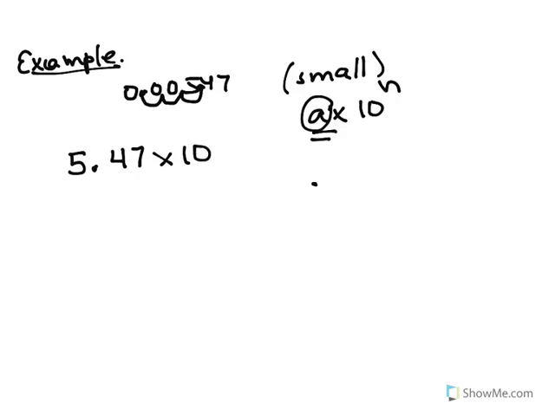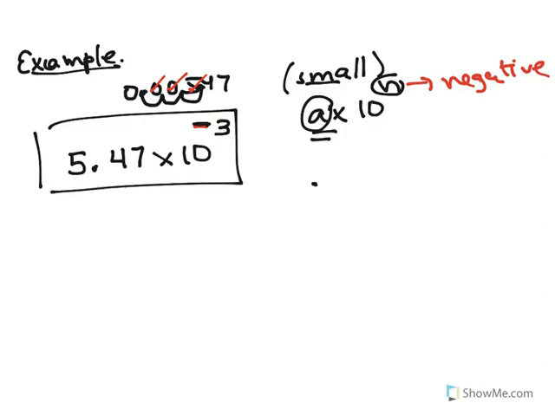Now, let's remember that if I have a small number, this exponent is going to have to be negative. Okay? So I'm going to count the number of spaces, and whatever the number of spaces is, it's going to be negative. So let me count. I have 1, 2, and 3. So then now this is 10 to the negative 3. So the representation of this number is 5.47 times 10 to the negative 3.